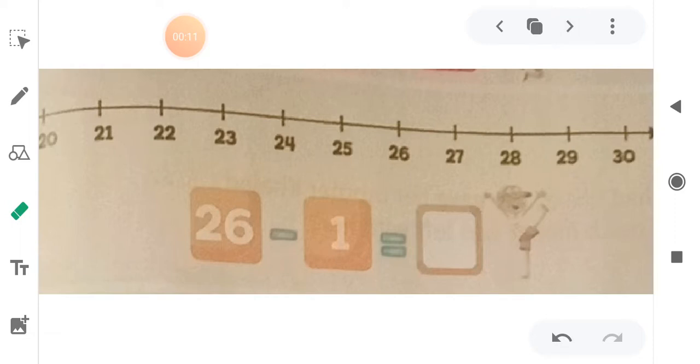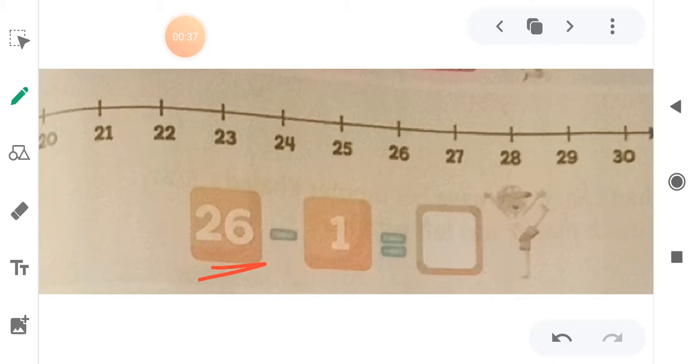I've got 26 minus 1. We said in this minus lesson that always the bigger number comes first. So we start from 26. I've got the number line. 26 is lying between 20 and 30.